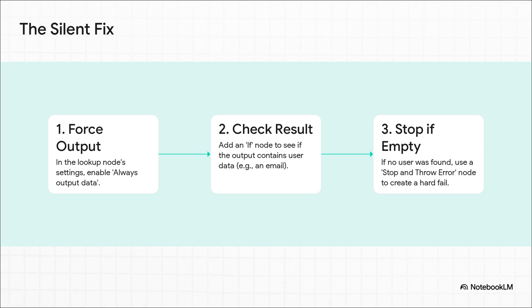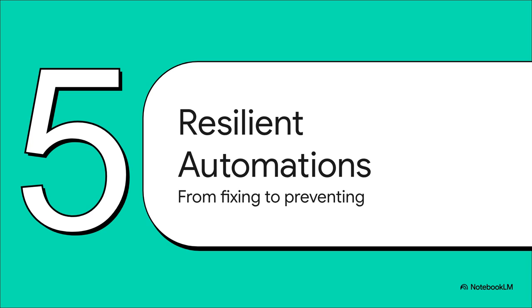Second, right after that, we add a simple check. Hey, did that output actually contain any data? And third, if that output is empty, we use a Stop and Throw Error node. Now, instead of just ghosting us, the workflow will create a clear, loud error that we can actually see and handle. Okay, now that we've fixed both kinds of failures, let's take this one step further.